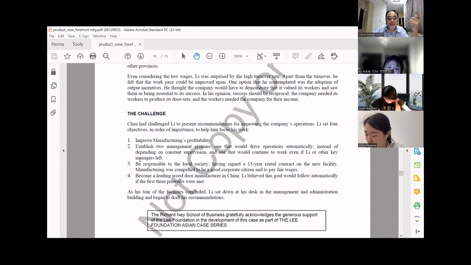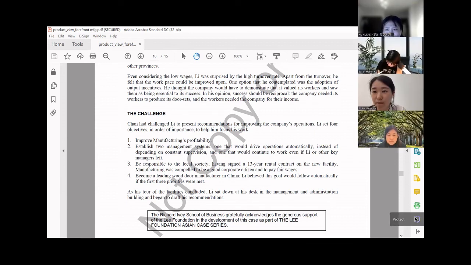Number 2, establish 2 management systems. One that would drive operations automatically instead of depending on constant supervision. That means somebody always needs to look at whether they do their job. It's very difficult, right? So the first one is more automation. The second is one that will continue to work even if Lee or other key managers left. I mean, you have to have a good system in place. So this is the management system.